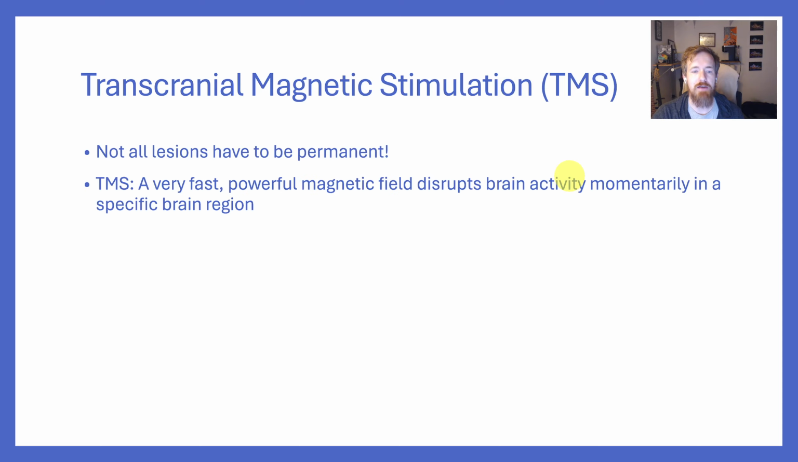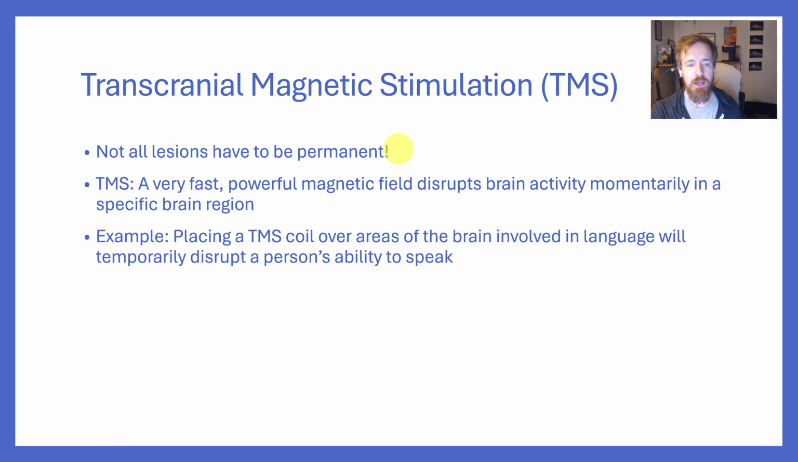Okay, so not all lesions need to be permanent. We do have the ability to temporarily turn off parts of the brain. This is a device called transcranial magnetic stimulation, also known as TMS. TMS is like a wand that you place over somebody's scalp, and it administers an extremely powerful magnetic pulse, and that disrupts brain activation. And so it essentially renders that area of the brain inactive.